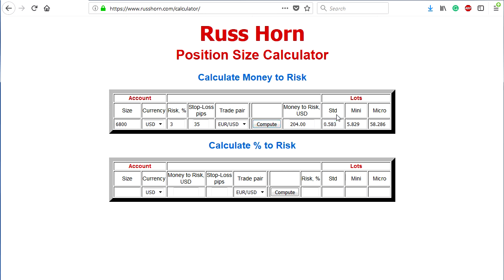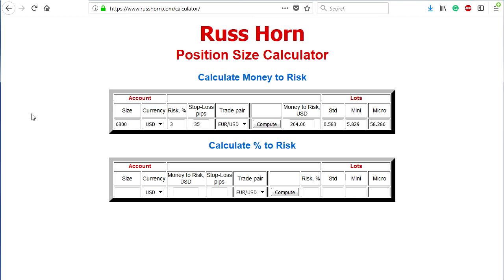Under the STD, that's the standard lot size, I'm going to, in my platform, put 0.58 or 0.583. That is the lot size that I'm going to place in order to risk 3% of a $6,800 account with a stop loss being 35 pips.